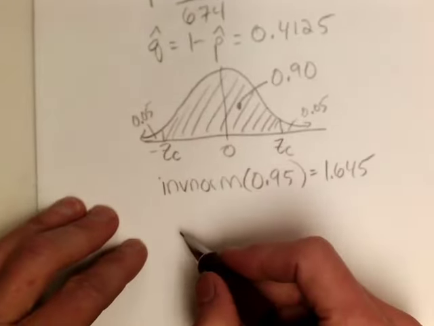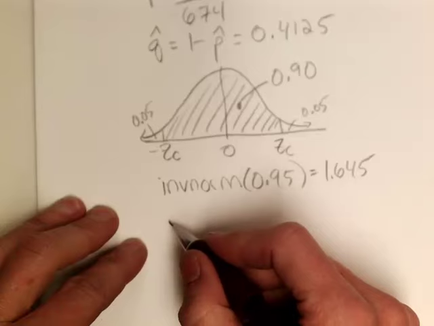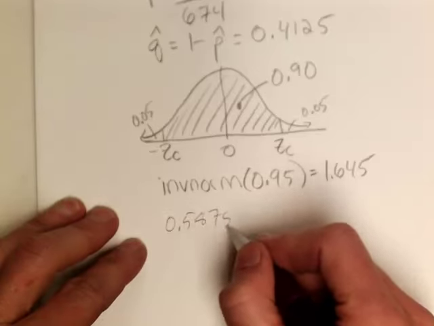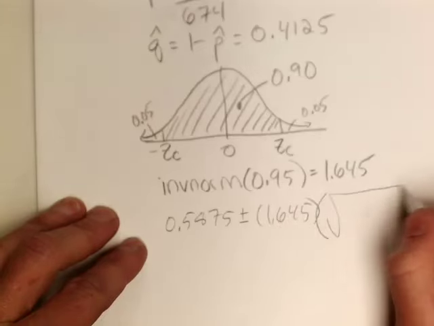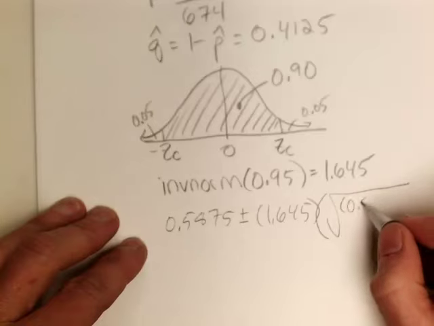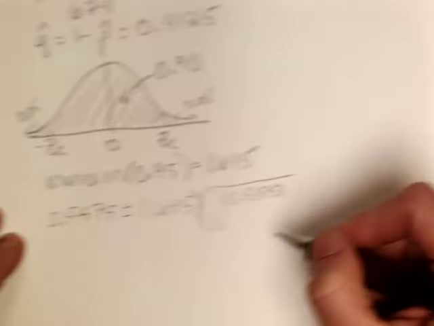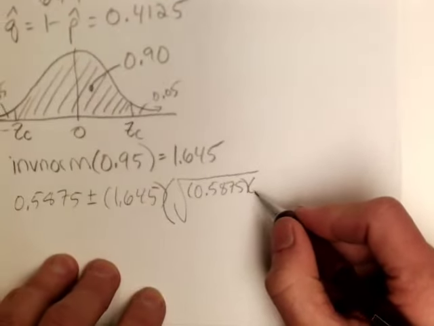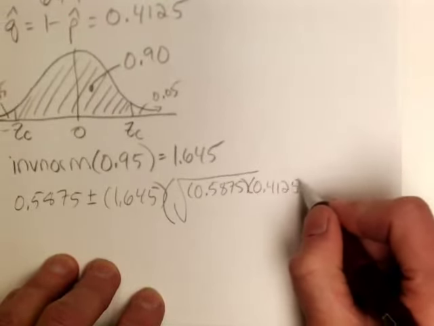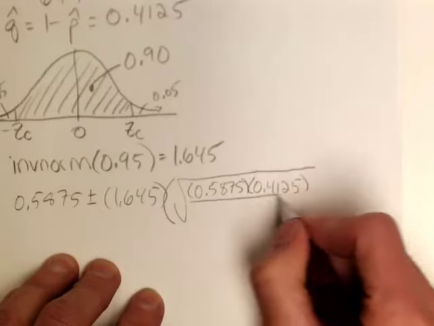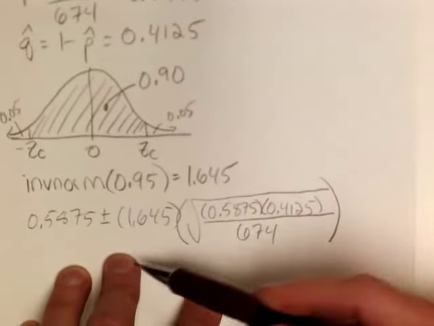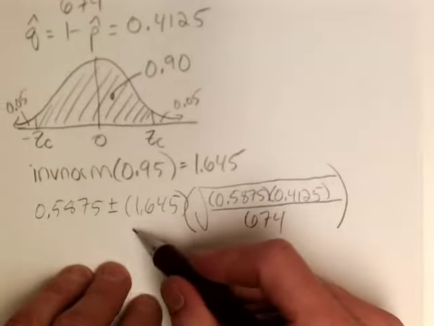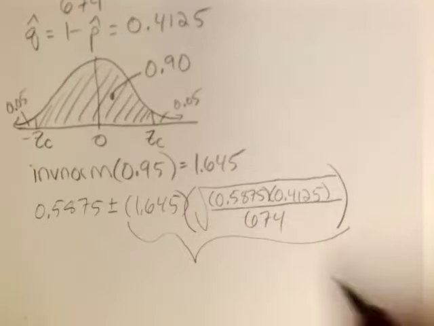Now I can plug and chug. It's going to be 0.5875 plus or minus 1.645 times the square root of 0.5875 times 0.4125, it's kind of a big radicand, over 674. I just inputted directly into the formula, and this part being the margin of error, I'm going to go ahead and find that part in case you needed it separately for the homework.